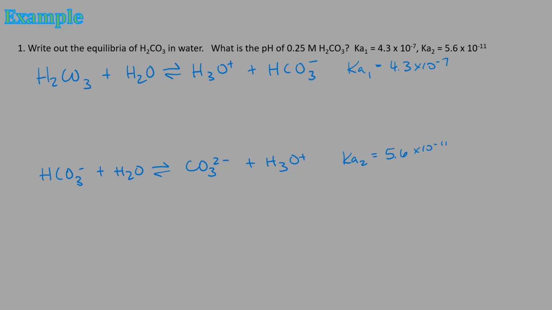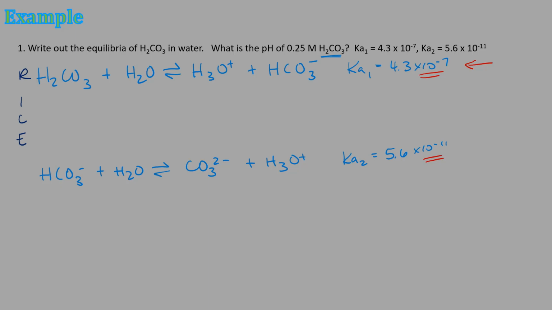Then we have to find the pH of 0.25 molar carbonic acid. In this problem, I'm going to show you how to go all the way through, and that it is not necessary to do so, because most dissociations are only going to be affected by the first Ka, because this number is so much larger than this one. I'm going to prove that to you, but when you work these problems, you'll only have to do the first one. All right, I'm going to have to use a RICE table because this is a weak acid.